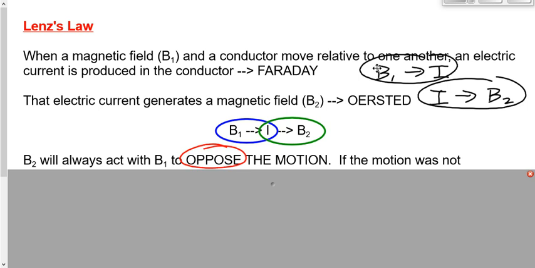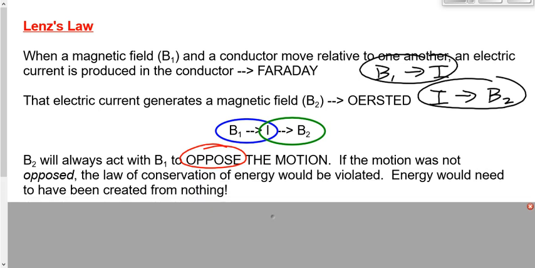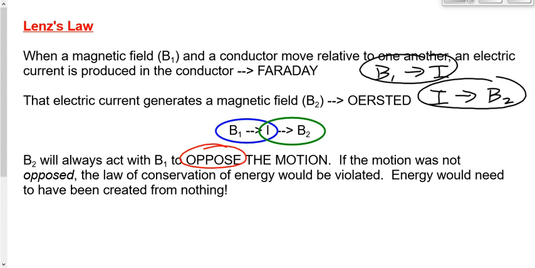We know that when there's two magnetic fields, there's going to be a force. Why can't it be a force that helps the motion along? Because if it was, it would violate the law of conservation of energy. Imagine this. I give a magnet a push nearby a wire. There's going to be an electric current generated in the wire. That current generates a magnetic field. The two magnetic fields make the magnet that I initially gave a push to go faster. Where did that energy come from? I gave it a little bit of energy to get it started, and now it's going way faster. I created energy from nothing. That can't happen.